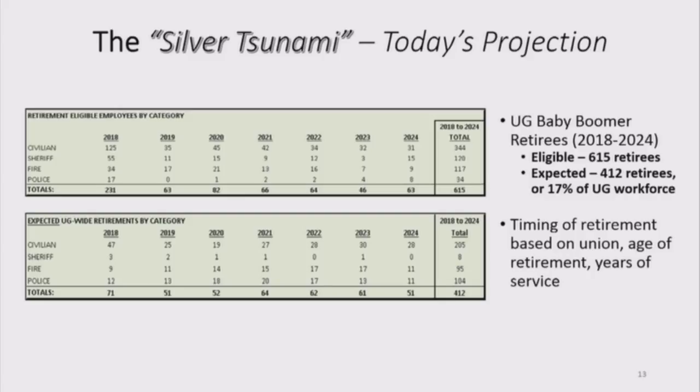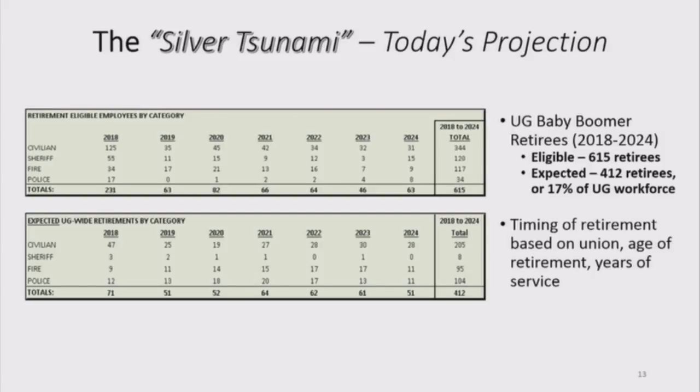The thing is, we have quite a few that are eligible to retire, but we anticipate far fewer are going to retire for various reasons. So the eligible number between 2018, this year, and 2024 is 615, but we actually expect only 412 to retire in that 6-year period, which represents 17% of our workforce. So, and here they are year over year. Here's the eligible, and then here's the expected.